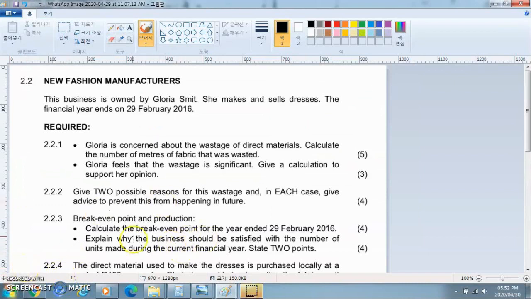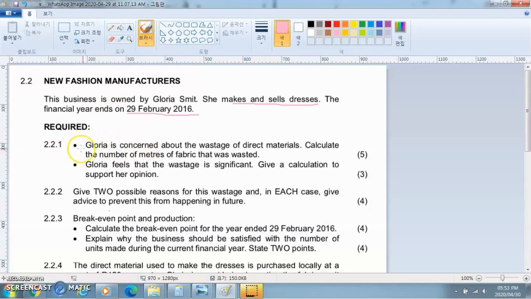Okay, so now we are doing 2.2. Here they're saying this is New Fashion Manufacturers. Okay, so this is the name, right? They're saying this business is owned by Gloria Smith. She makes and sells dresses. And then they're saying the financial year ends on 29 February 2016. And then they're saying the required.